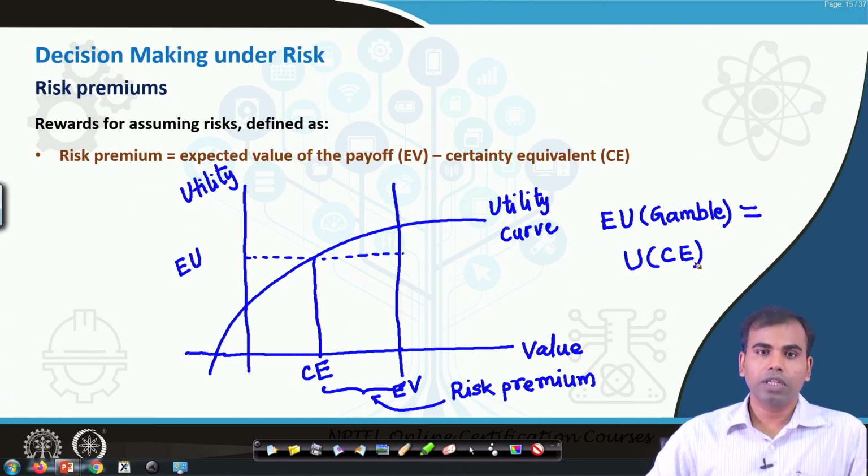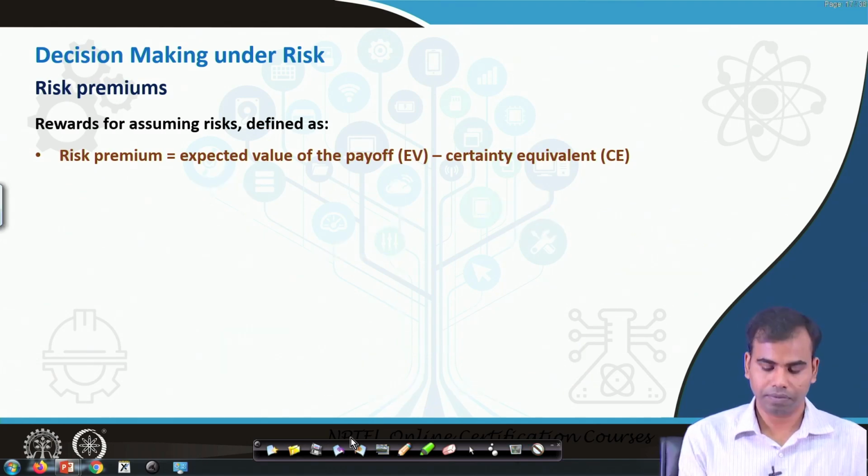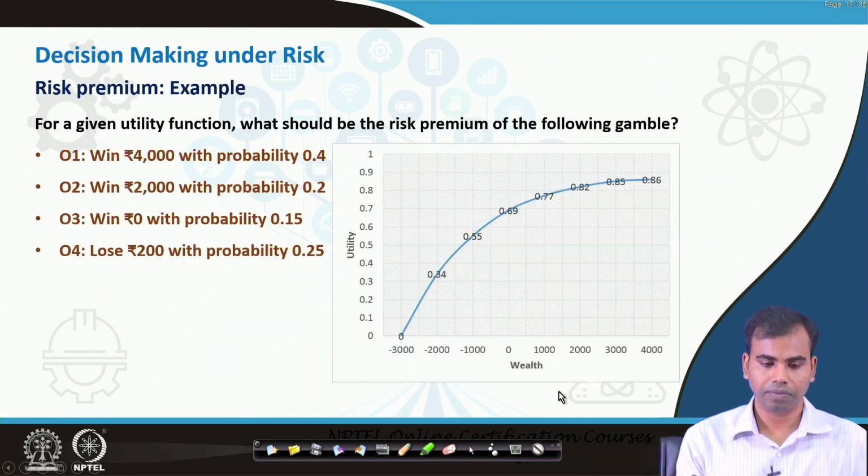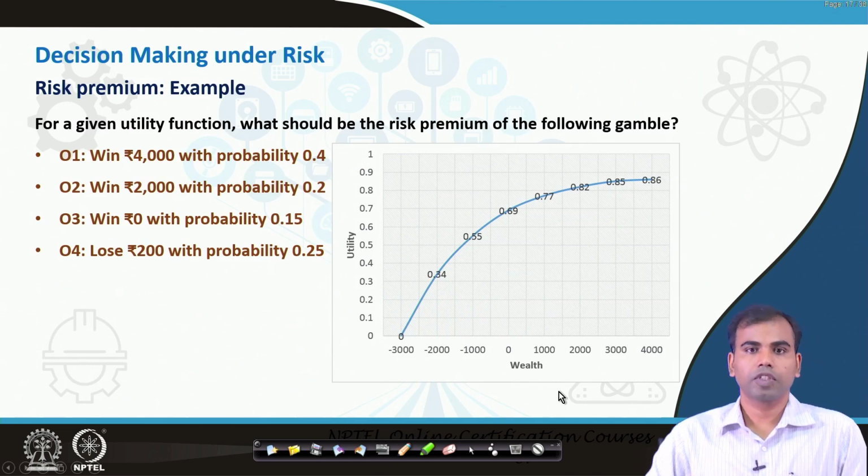This particular illustration can be shown with the help of another numerical example that I have here. If you look at the example shown here, this is a particular case of a gamble where there are 4 outcomes.